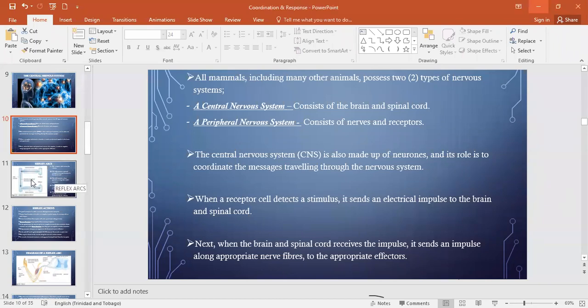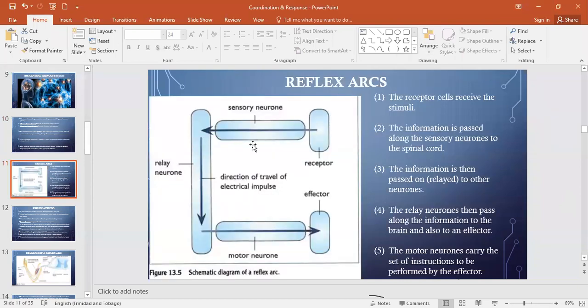So this is the diagram of what I was just explaining. It's called a reflex arc. So the reflex arc is basically your reflex action, okay? You can have two different types of reflexes. You can have a voluntary reflex action, or you can have an involuntary one.